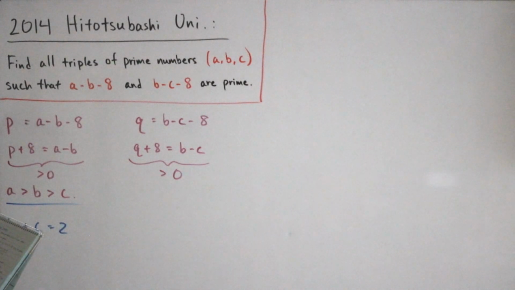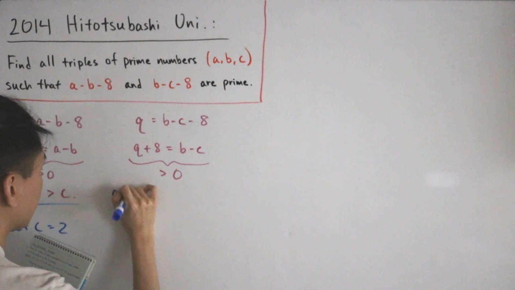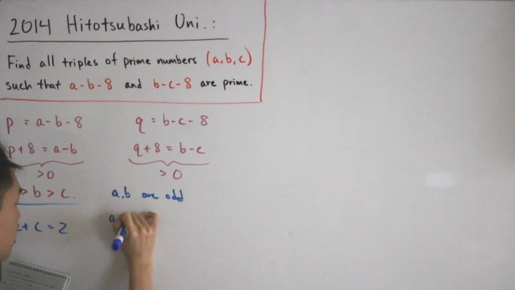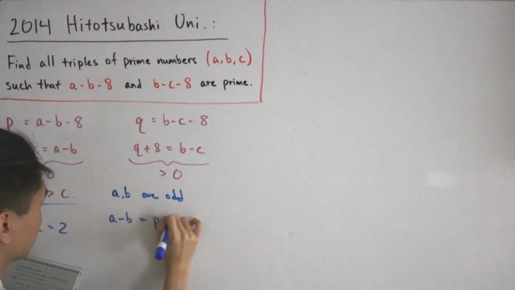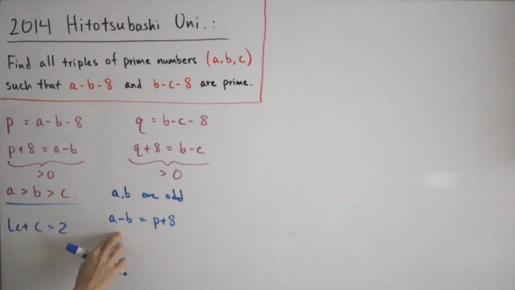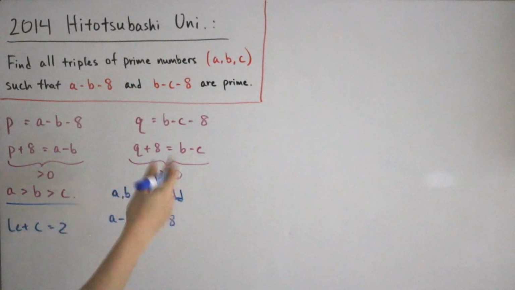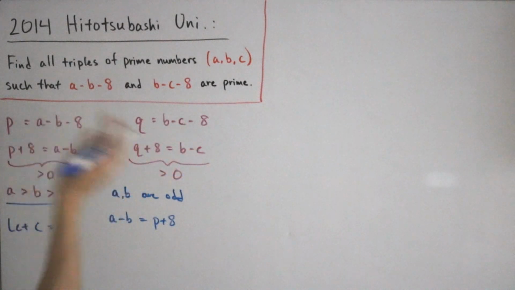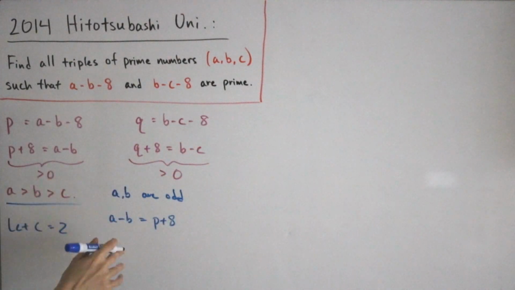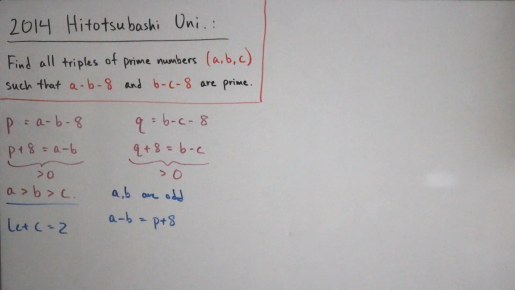So with that in mind, let me first write that a and b are odd. Putting this back together, a minus b, which we said was equal to p plus 8. If a and b are odd, and you take their difference, it wouldn't even matter whether they are prime or not. If we take the difference of odd numbers, it's always going to be even. That means a minus b is even, also entailing that p plus 8 is an even number.